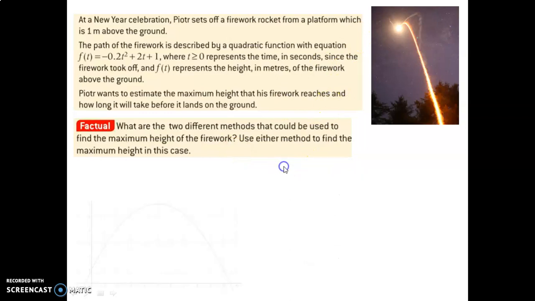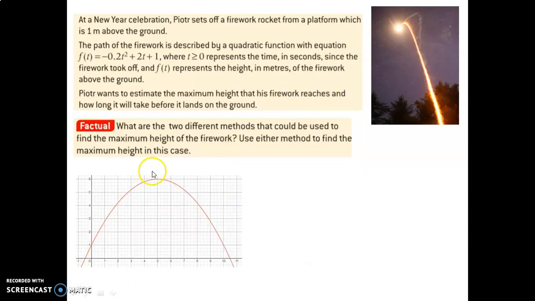Well, one method was just a graph, right? We can graph it and then we can find the vertex or maximum point from the graph. The second method was, of course, to find the x-intercepts and then find the point right in the middle between them, the average. So on the graph, we do find two x-intercepts to be these two values.